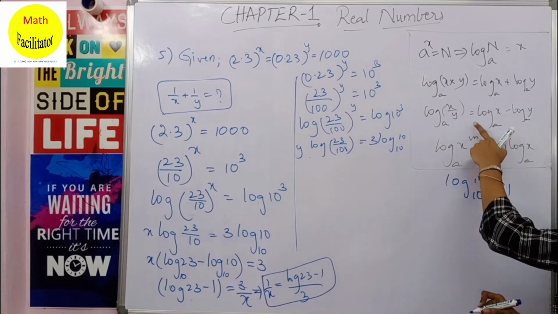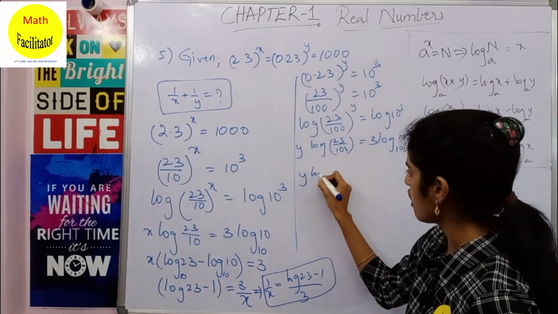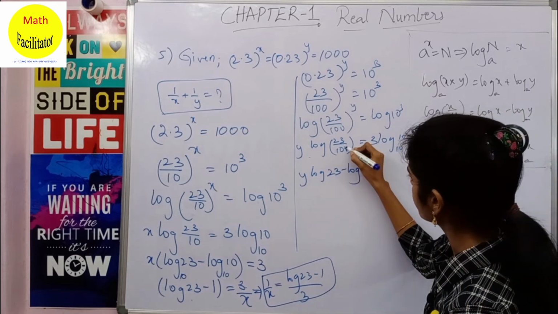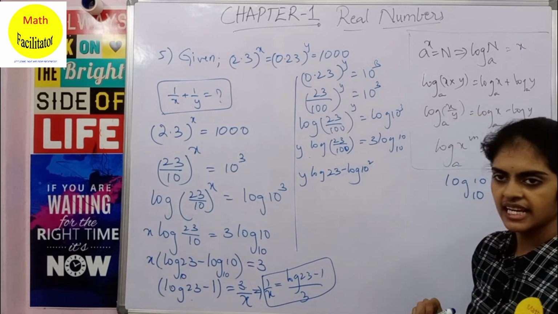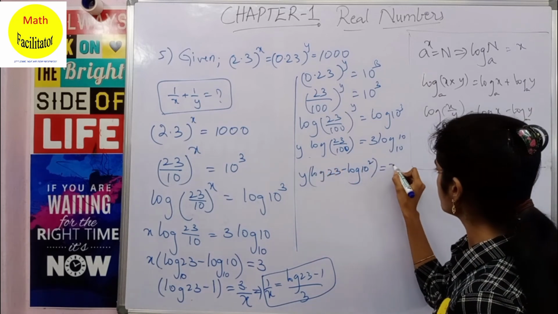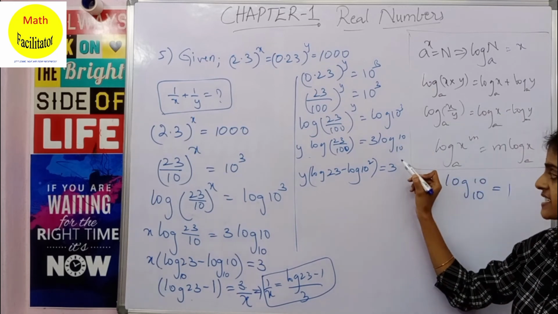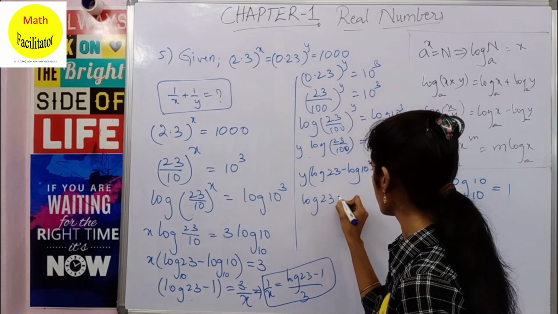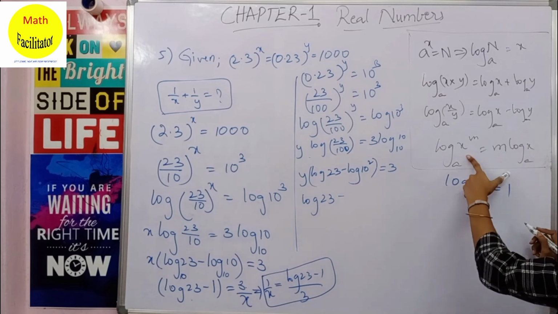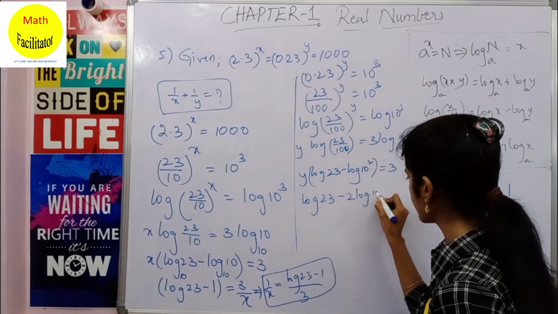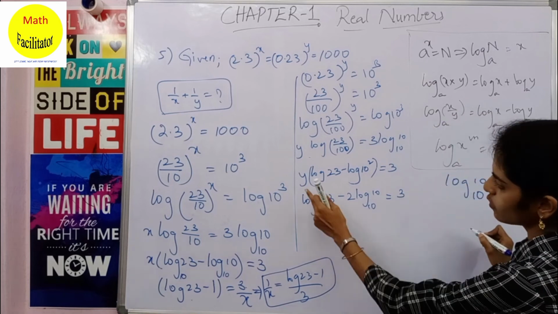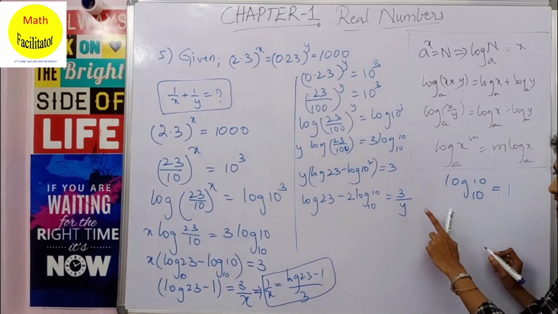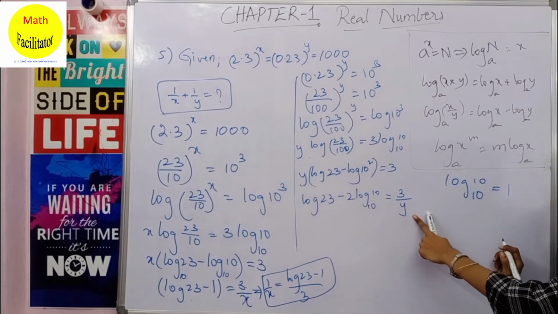See, we are using these identities now. So y log, this is of the form x by y, so it is log 23 minus log 100. 100 you can write as 10 square. So equal to 3 into log 10 to the base 10, which is 1, so the answer is 3 here. So log 23 minus, now again this is of the form log x power m, so it is 2 log 10 to the base 10, equal to 3. Now y I'll take to the other side, and it becomes division by y, 3 divided by y, since it is multiplication here, it becomes division.